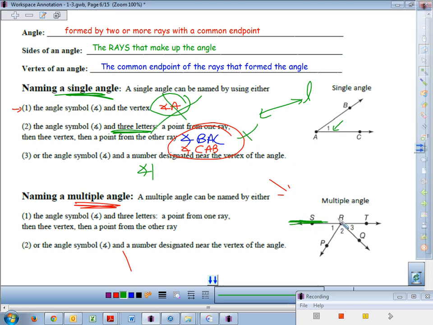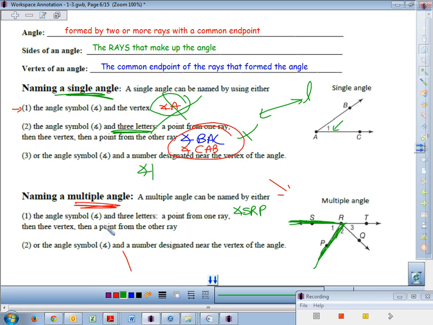Can we name this guy? If my pen would work, can we name this guy by 3 letters? What is the name of that angle by 3 letters? Angle SRP is what you said? Why did you put R in the middle? Because it's the vertex. What's another way to name that particular green angle besides SRP? Angle PRS would be fine. Isn't that the same thing, right? That's that guy's full name.